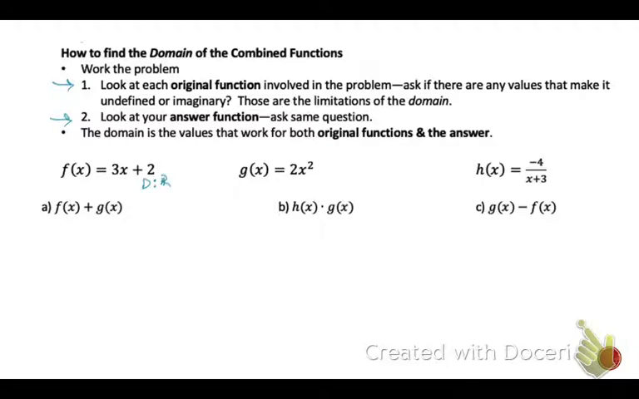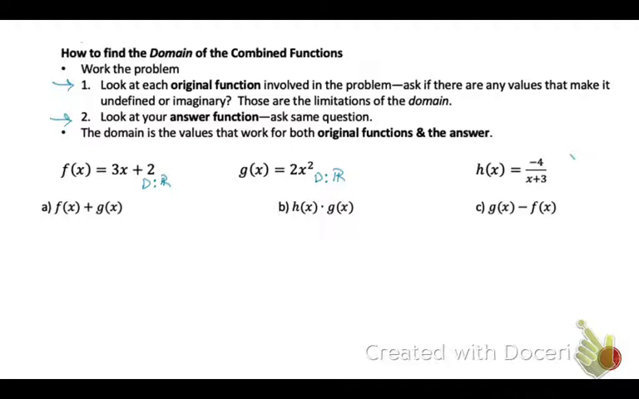Now the second function, g of x equals 2x squared. That's a quadratic function, and if we plugged in values for x, we would not have any way of getting 0 in a denominator or a negative number under an even root, because there's no even root in that function. So our domain would also be all real numbers.